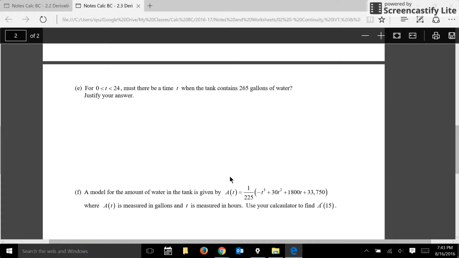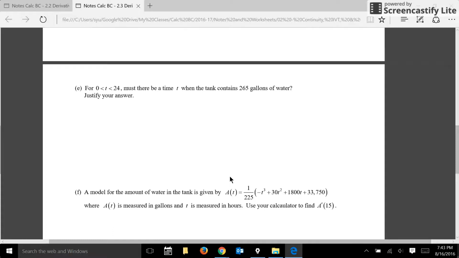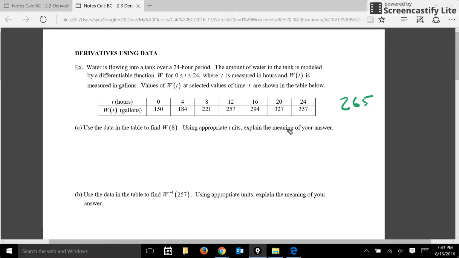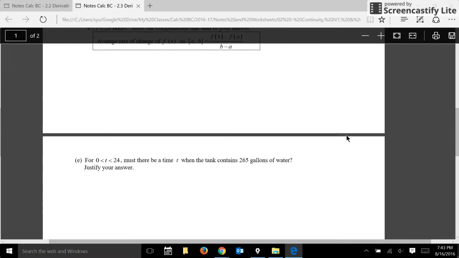Then it asked me if there was ever a time when the tank contained 265 gallons of water. All right, so let's go up here and look at our table. And I'm looking for 265. Okay, well, I noticed that after 8 hours, I'm at 221, and then I'm at 257, and then I'm at 294. Wow. So I know that at some point between 12 and 16 hours, I went from 257 to 294, meaning at some point I had to hit 265. And the reason I know that is because of the intermediate value theorem.